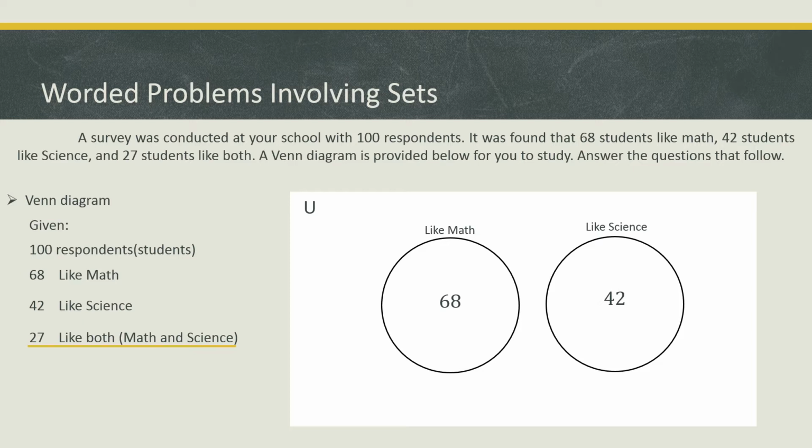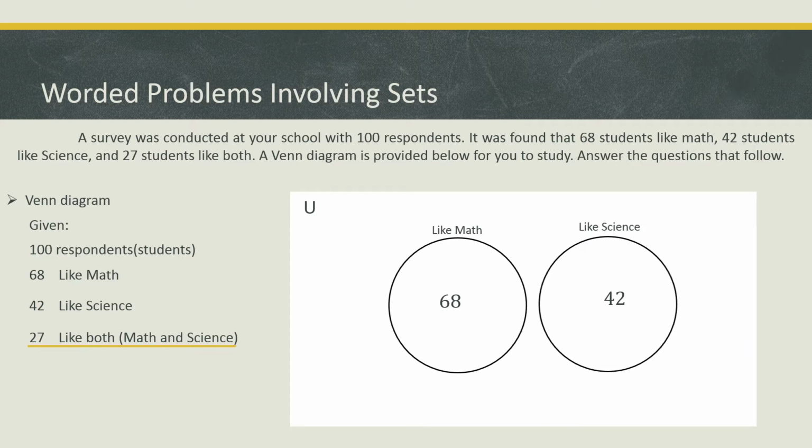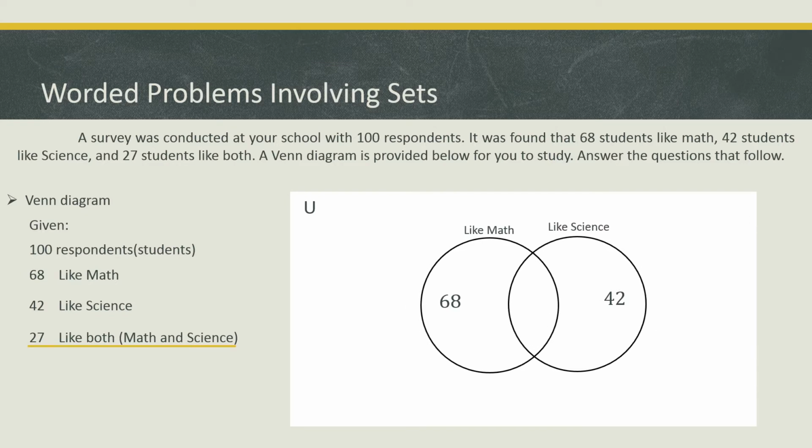If you can still remember, class, what we did before about intersection, you will remember this illustration, where there is an intersection in the middle. The two circles touch, meaning there is a portion of science and a portion of math that overlap; they meet. That is where we put our 27 who like both math and science. To further understand that, class, I will give you an illustration.